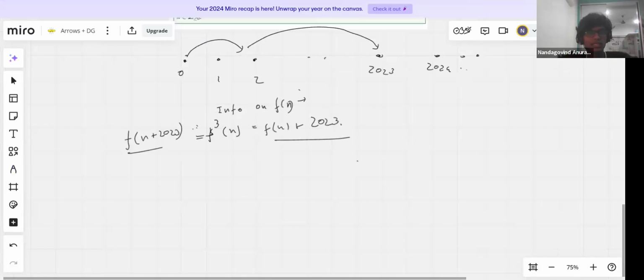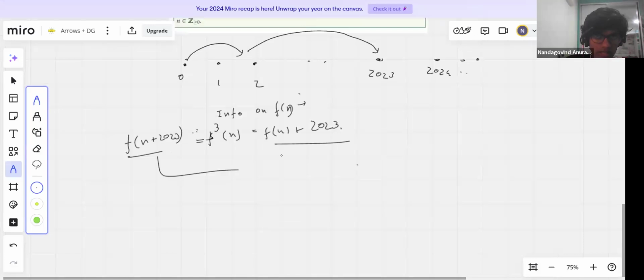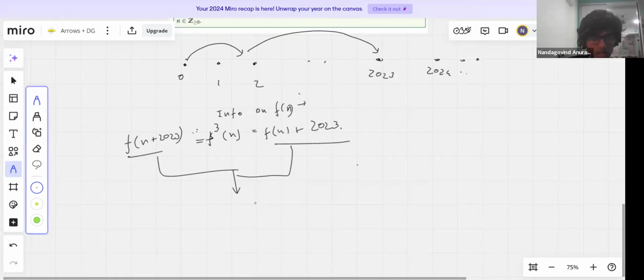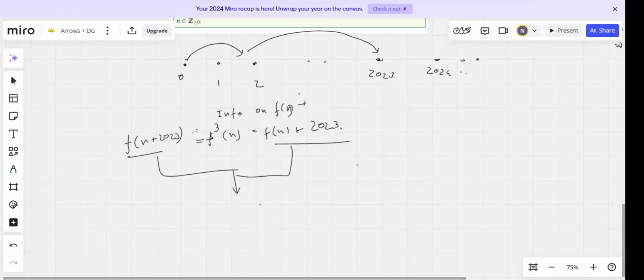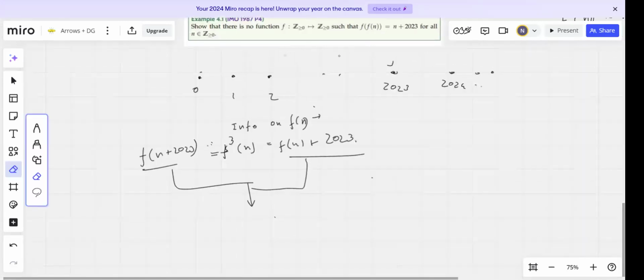Yes, f of f of n plus 2023 is equal to f of n plus 2023. Now, can you use this to get some more info? So we could map every one of these vertices which we have to f of n plus 2023 if we assume f of n is equal to some m. We can kind of see it in our graph now.